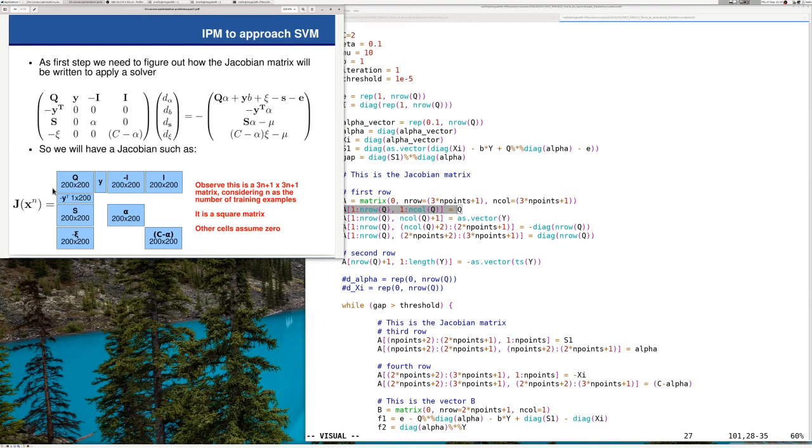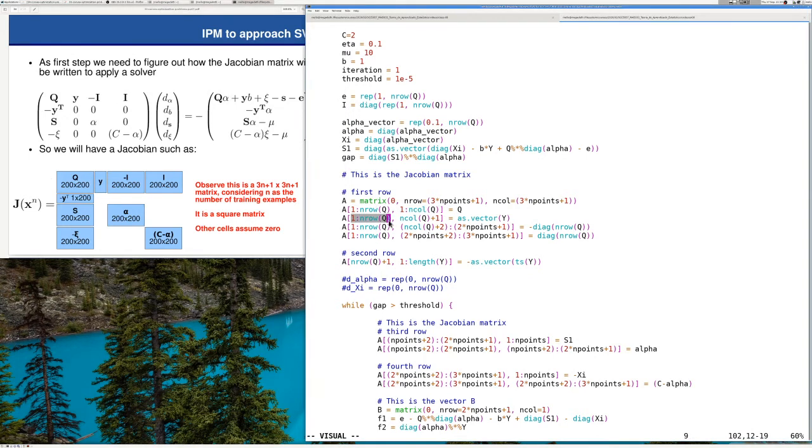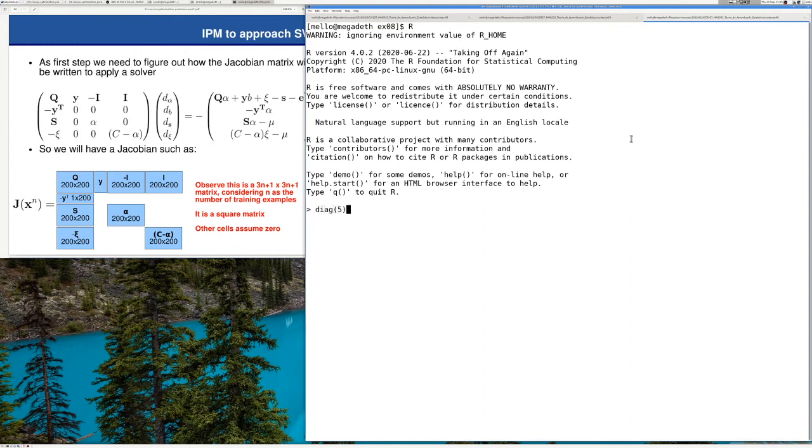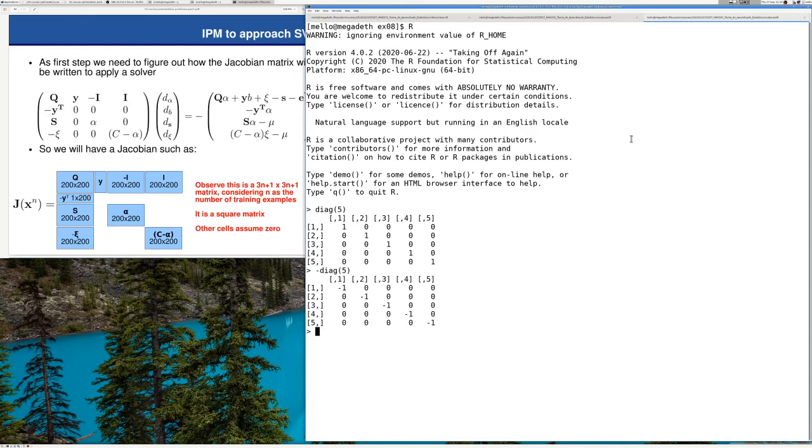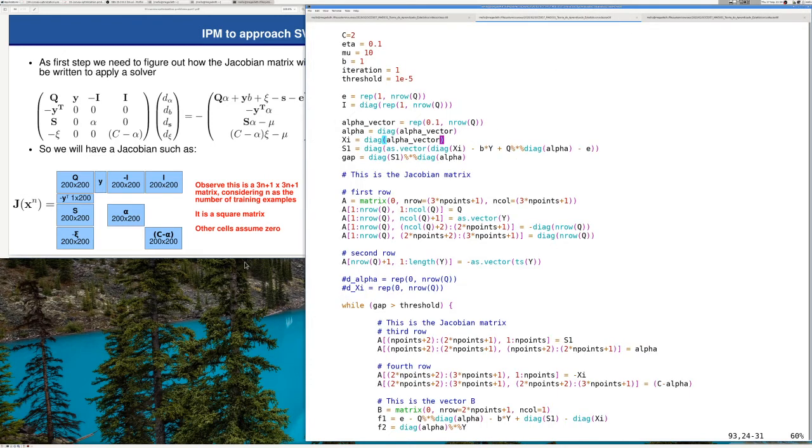Okay. Next, I decided to take the row from 1 to 200 and the column 201 to assign my y vector, as you guys might notice over here. Okay, my y vector. From 1 to 200 and from 202 to 401, sorry. That's my minus diagonal matrix in terms of the number of rows of Q. That's actually my minus I over here. Okay. If you do something like this in R, a diagonal of 5, it's going to be a matrix 5 by 5, which is an identity matrix. Let me use a minus sign, sorry. It's going to be minus 1. Okay. That's what I did over here.